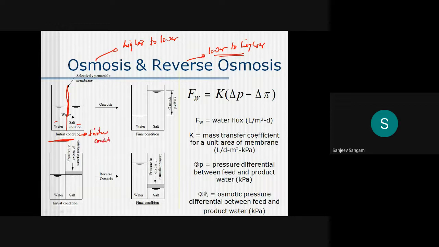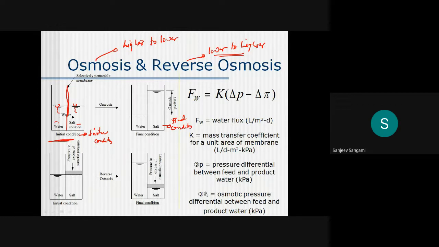And see, after osmosis, this is the final condition. Initially both the levels are the same. Here you can see on both sides, water is here and a salt solution is here. You can call it whatever salt you are using. You dissolve it, put it in the other compartment, and place one membrane in between.